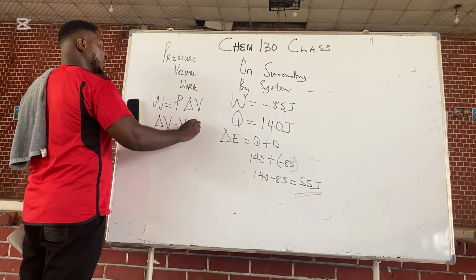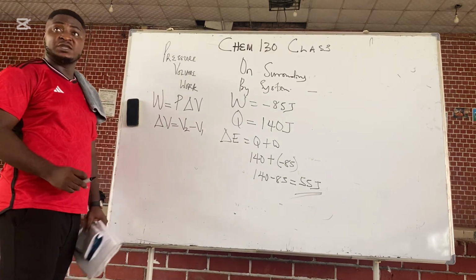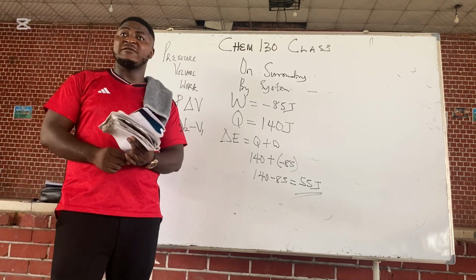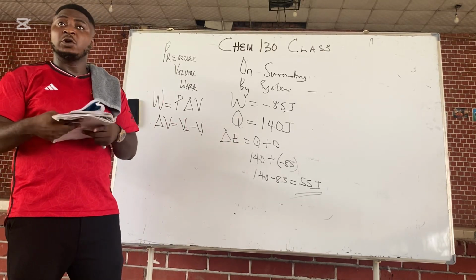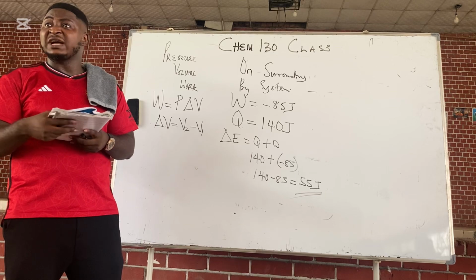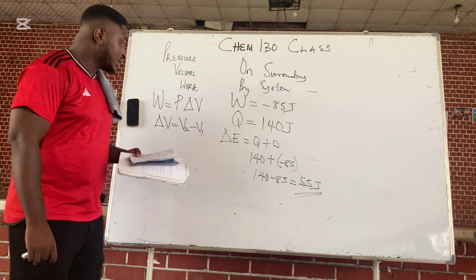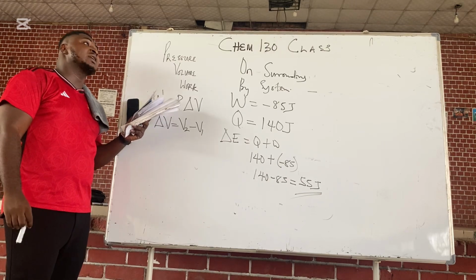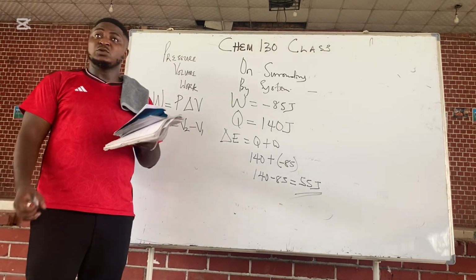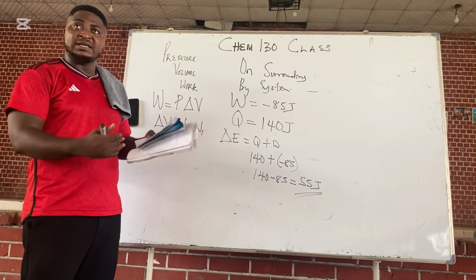That's V2 minus V1. Change in volume is final volume V2 minus initial volume V1. This is the formula to find work done on a system of gases, either work done by the system or work done on the system.